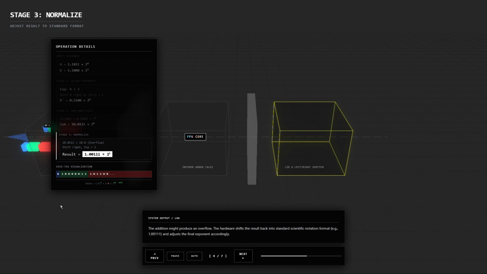One correct floating point result, but here is the thing: we just did that sequentially, one operation at a time, and that is incredibly slow for a modern processor. What if all three stages could be running simultaneously? That is exactly what pipelining does. Let us see it.